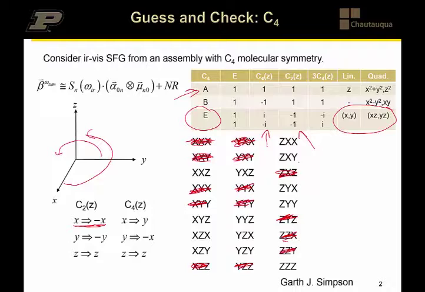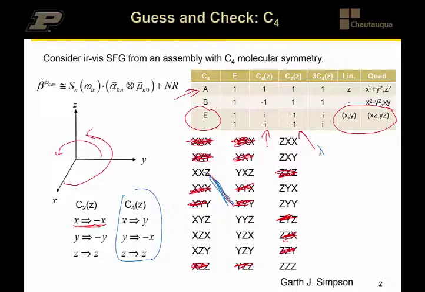And then we look at the C4 operation. What that does is it takes x into y and y into -x. This one won't actually remove anything from our list anymore, but it might simplify a few things along the way and identify some additional relationships between these tensor elements. For example, if we have y going into x, then I know that my xxz tensor element is going to go into my yyz element. I'm going to change pens, actually, just to make it a little clear that we're looking at the next operation. So these two are going to be equal to each other.